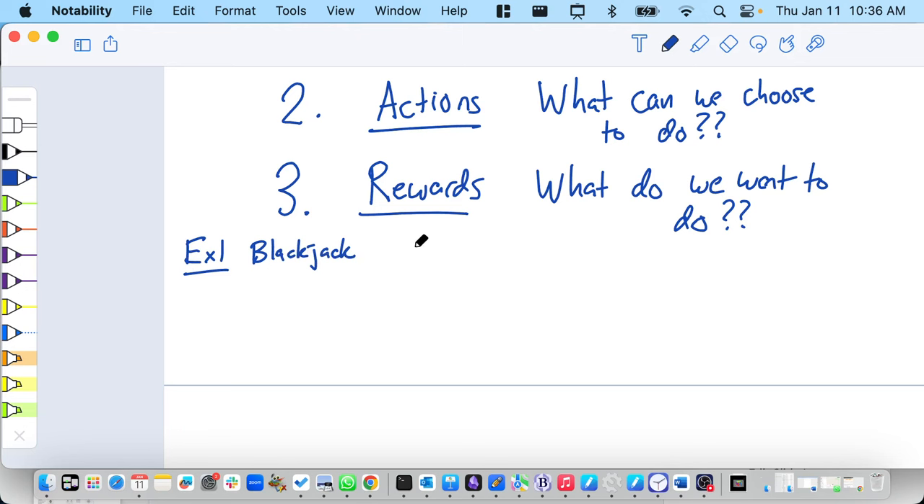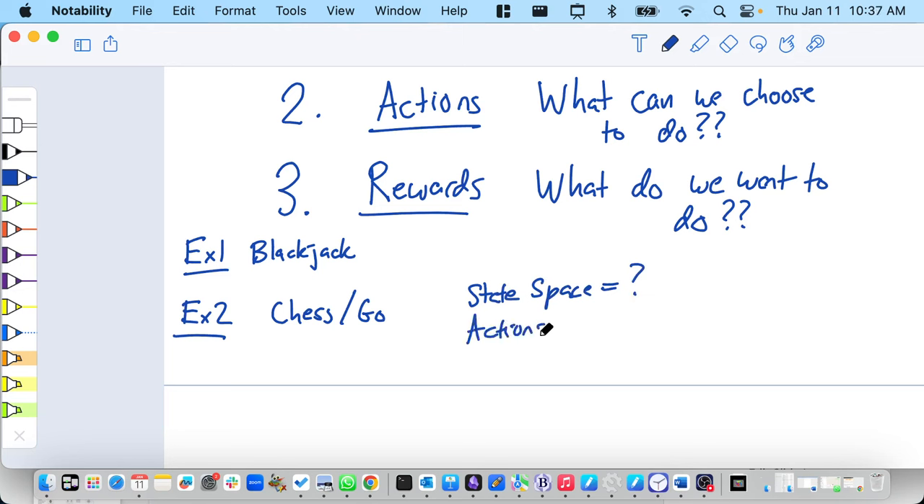Should I write down? Okay, well, let me not write down the state space, rewards and so on, because it was already on the slide. But for chess or Go, so two-player games where you're playing against the enemy, what is the state space? The state space equals question mark, actions equals question mark, and your reward is what? So who wants to guess? What is the state space?